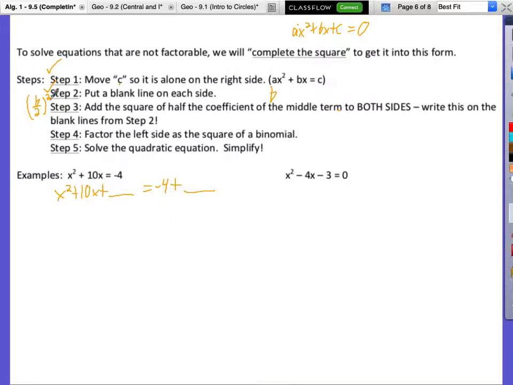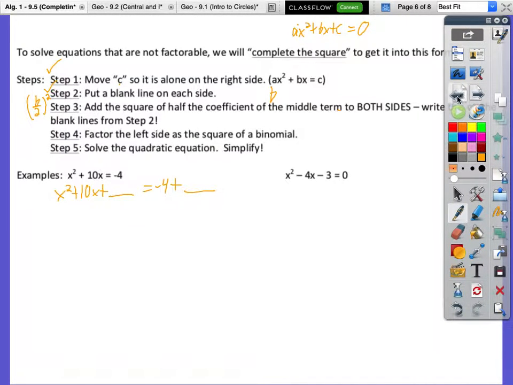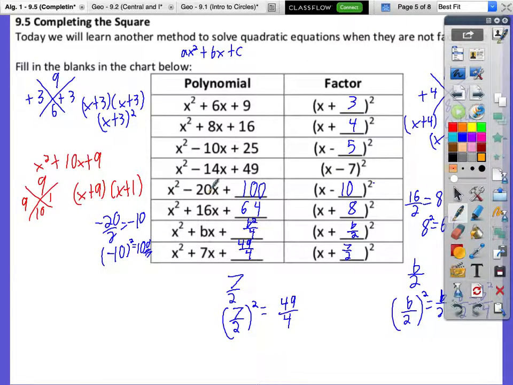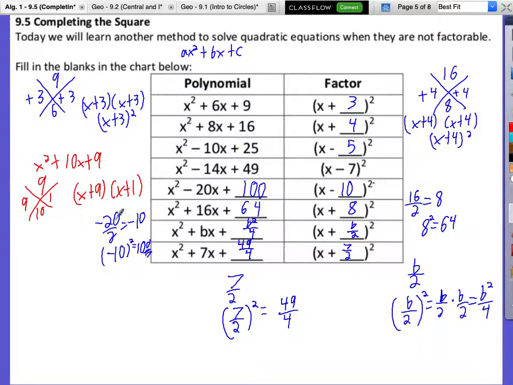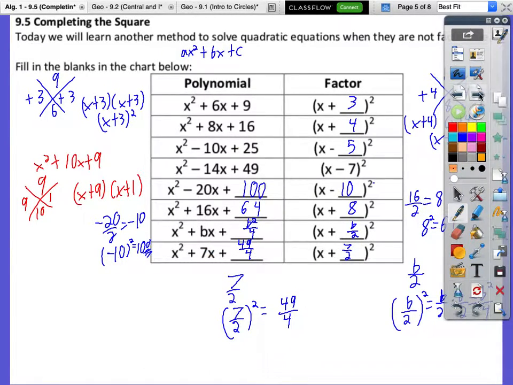squared. Didn't we just do that before? Where we took whatever B was, divided by 2 and squared it? That's what we put in the blanks earlier, right? Like over here we said negative 20, we said, oh, well, half of that, B divided by 2, is negative 10, and squared it. 16, half was 8, squared it, 64. B over 2, squared it, B squared over 4. Half of 7 was 7 over 2, squared it, 49 over 4. We're going to do that same thing.